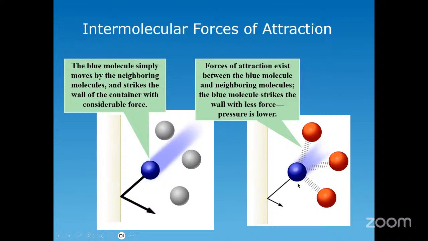So therefore what you'll find is that if you compare real gases versus ideal gases, the pressure exerted by real gases will be lower at the same temperature, same conditions and everything, all right? So that's demonstrating one important difference between a real gas and an ideal gas, all right?